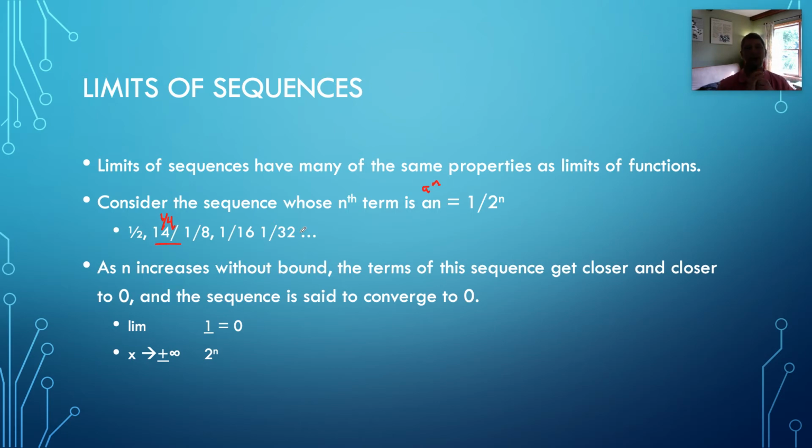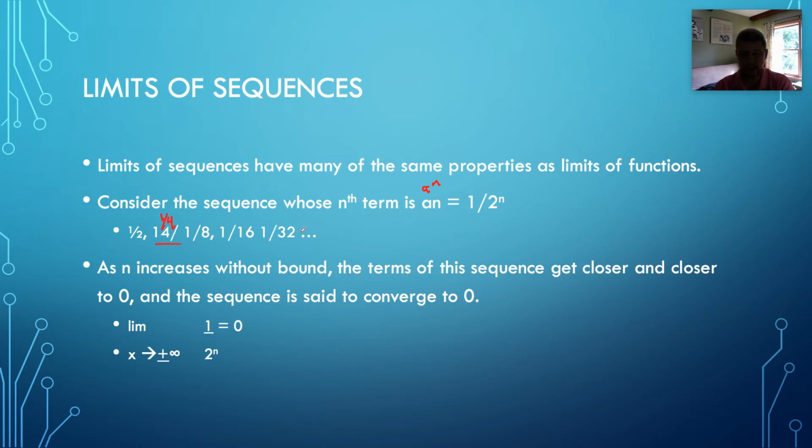And so as the value of n increases, in other words, as it gets bigger and bigger and bigger, approaches infinity, the terms of the sequence get closer and closer to 0, right? Because the denominator of this fraction is approaching infinity. And therefore, the sequence is said to converge to 0. And so what we mean by this, at least in limit notation, is that the limit as n approaches infinity of 1 over 2 to the nth power equals 0, okay?